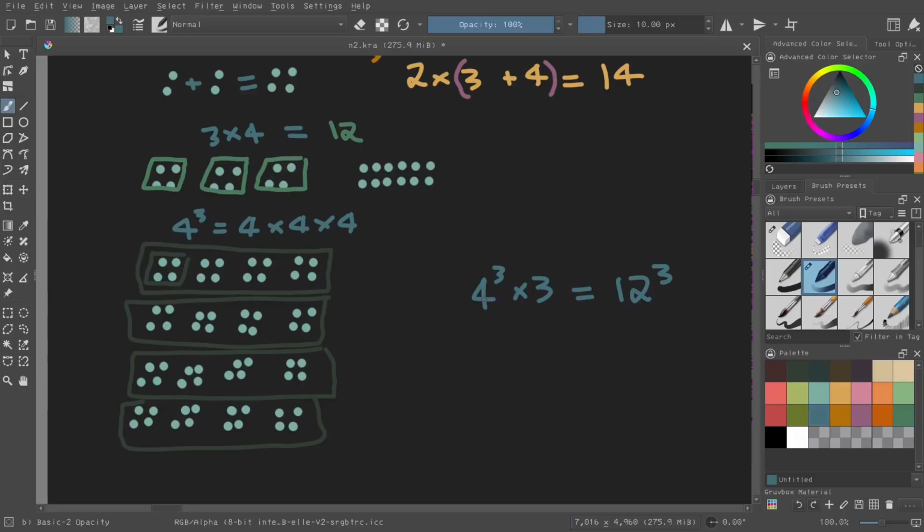And this also doesn't make sense logically, because what we mean by this, the notation for this, is multiplying 4 by itself 3 times. So 4 times 4 times 4. This is obviously very different from what this represents, which is 4 to the power of 3 times 3 to the power of 3. This is very different from multiplying the 3 out 3 times.